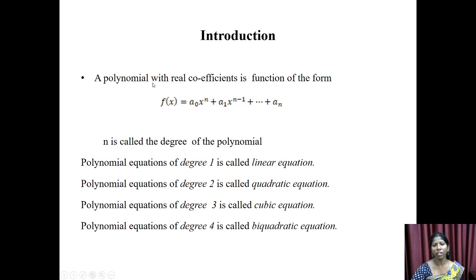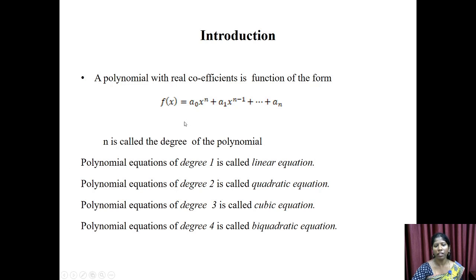Before going on to the topic, let's look into the introduction of theory of equation. Consider a polynomial with real coefficients, which is a function of the form f of x equal to a naught x power n plus a1 x power n minus 1 plus etc. plus an, where a naught, a1, etc. an are constants and n is a non-negative integer and a naught is not equal to 0.